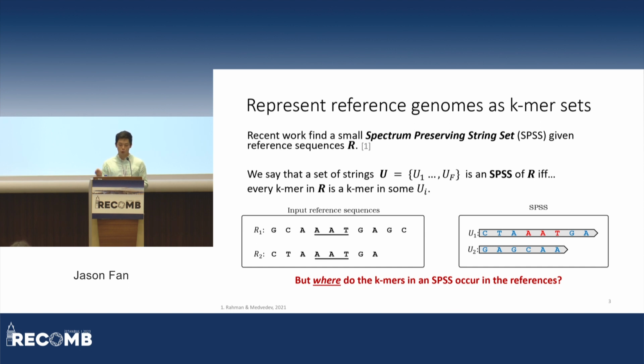So I'm going to give you a toy example. Say I have these two references. You will see that every single k-mer in these two references, every single 3-mer, is going to be in one of these two strings, U1 or U2. So here I've shown AAT.